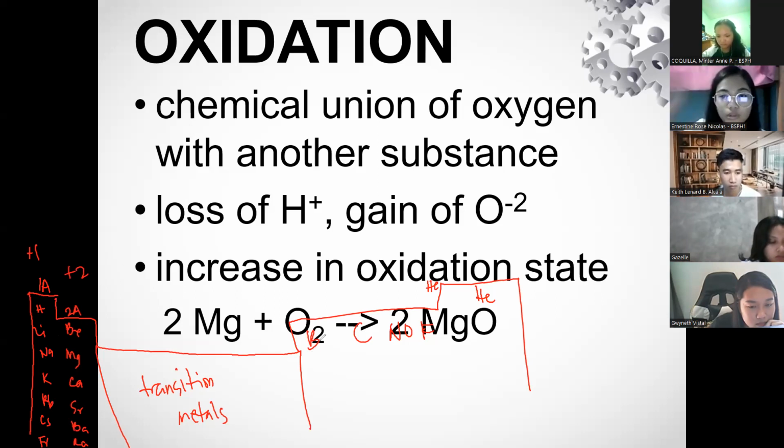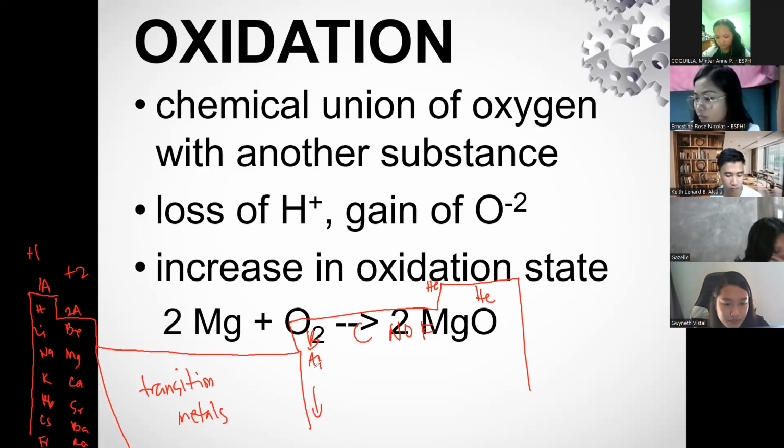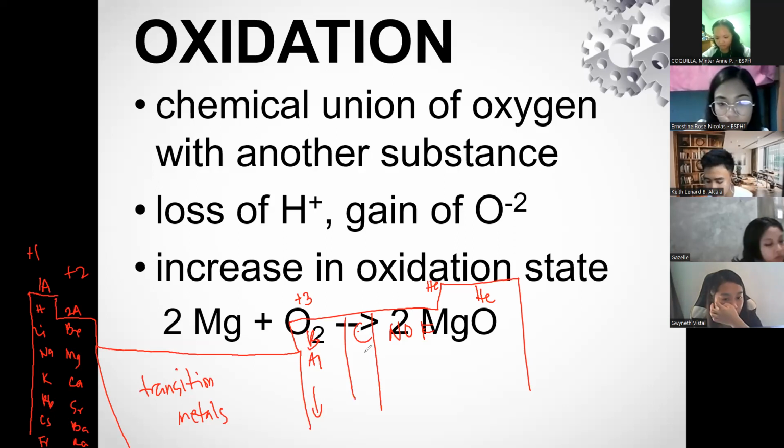And then boron going down, boron, aluminum, going down, all of them are positive 3. Okay? Carbon going down can be positive 4, and can also be negative 4.